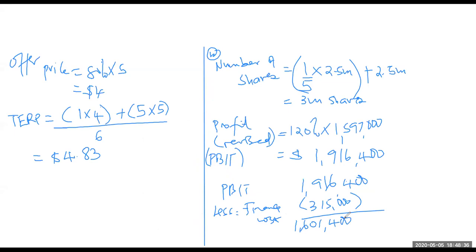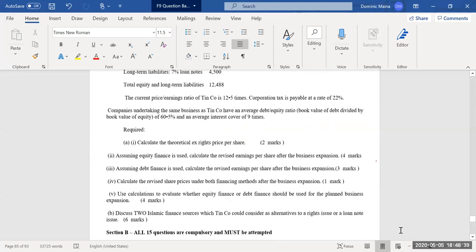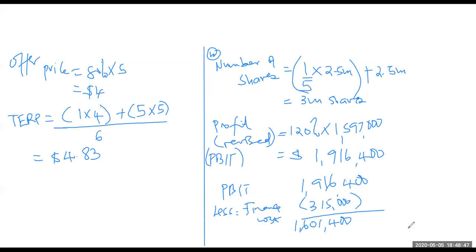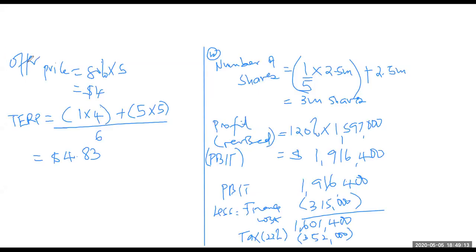Out of that, what do you do? Then you tax. At 22%. So you pay tax at 22%. You pay a tax of how much? 352,000. Yes, 352,000. Therefore, once you deduct the tax, the profit after tax is how much? I got a profit of 1,249,000.